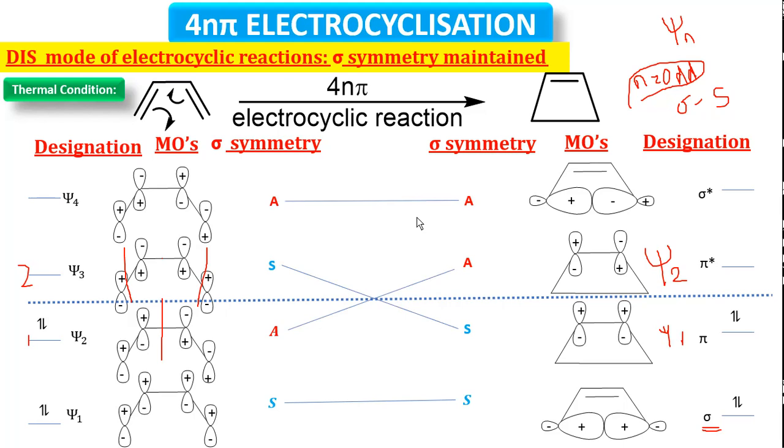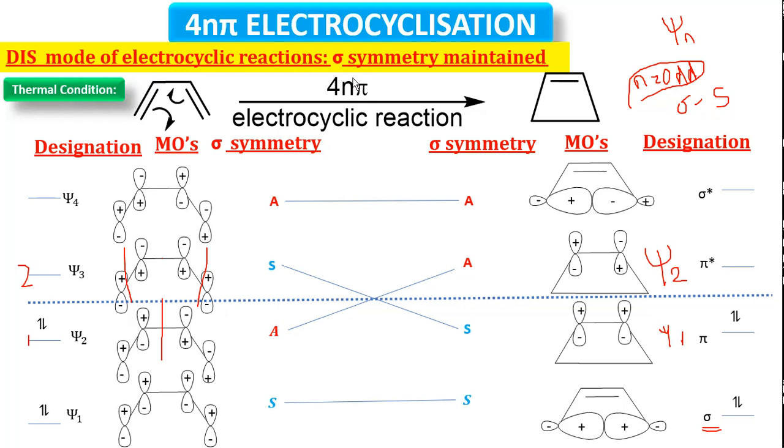You observe that here reactant symmetry is correlating with product symmetry, but low energy molecular orbitals are correlating with high energy molecular orbitals, and high energy molecular orbitals are correlating with low energy molecular orbitals. Here these are crossing, violating the non-crossing rule. Therefore, sigma symmetry is not preserved in thermal condition. That means this mode of rotation is forbidden under thermal condition.